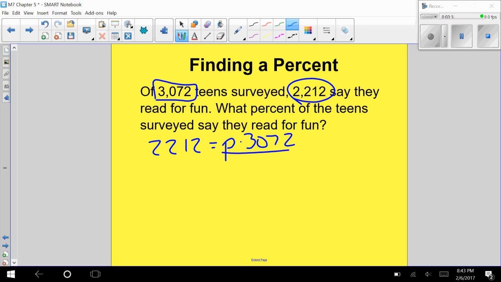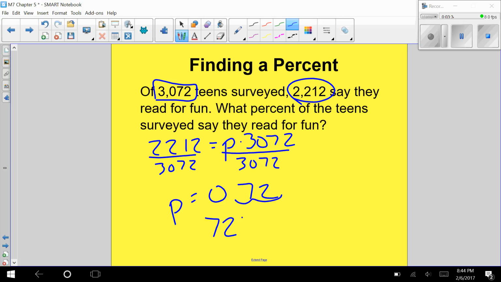Now we divide to get P by itself. Divide by 3,072. And P will equal 0.72. Now we have to turn that into a percent. So move the decimal 2 places to the right, and we'll get 72%.